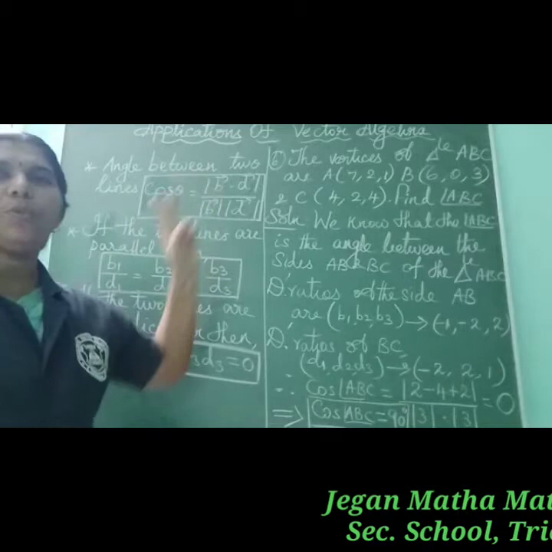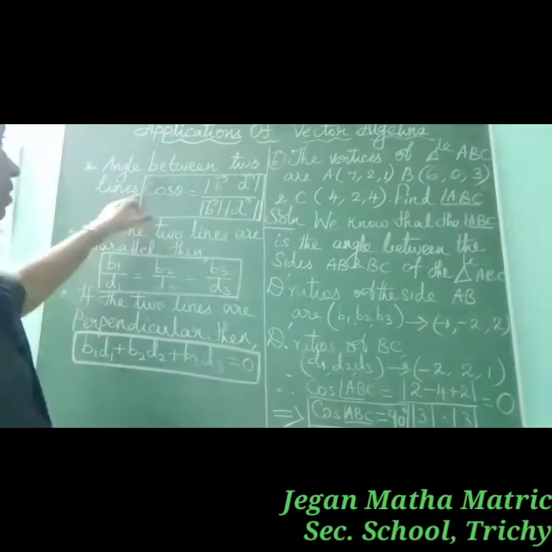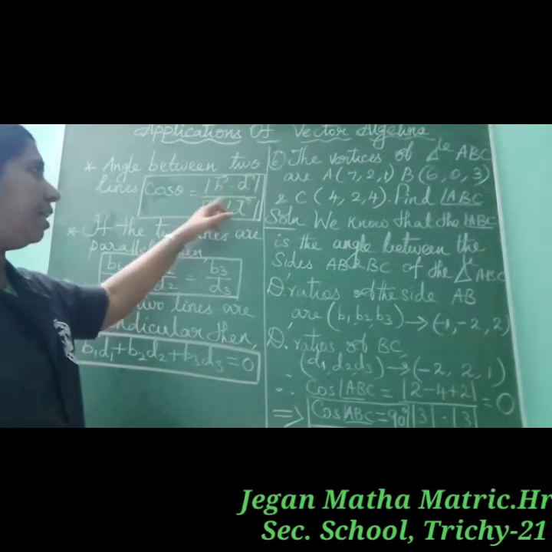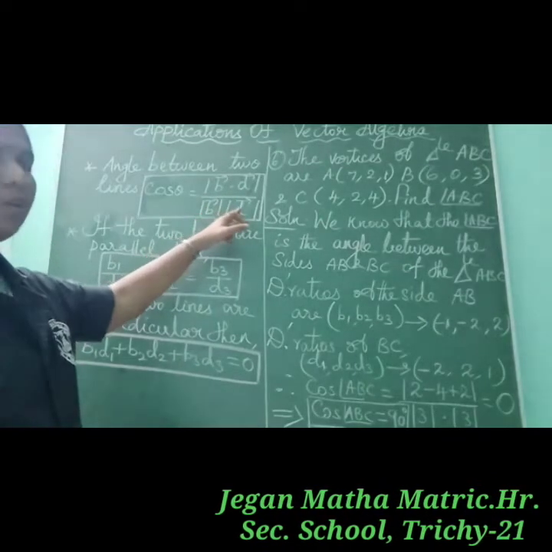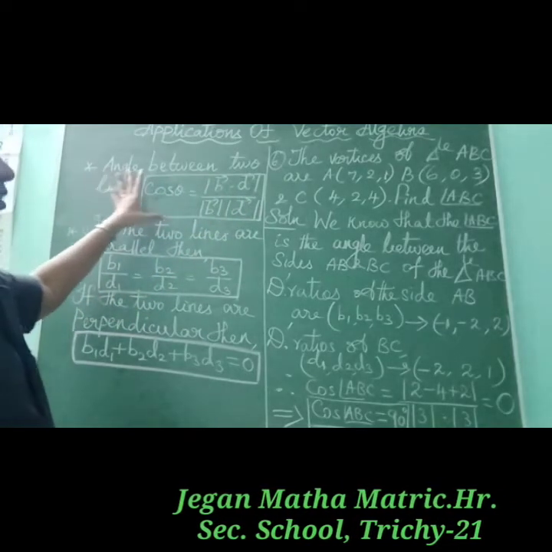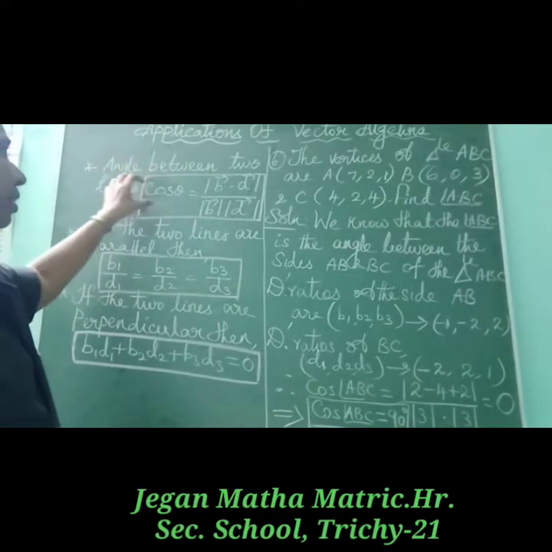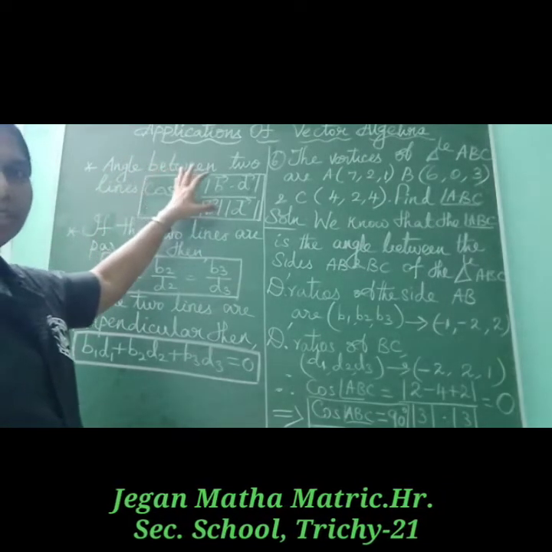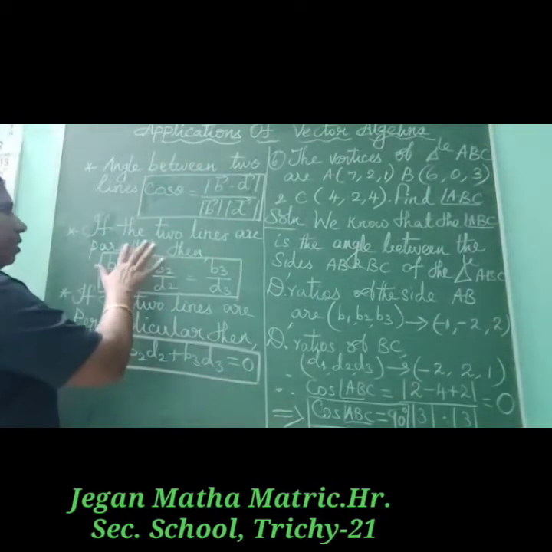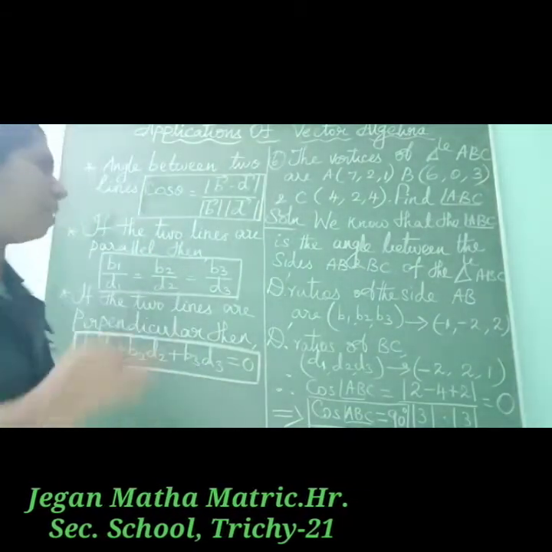If the equations of two lines are given, to find the angle between the two lines, we apply the formula cos theta equal to modulus of b dot d divided by modulus of b modulus of d. b and d are the direction ratios of the corresponding lines given. So the angle between the two lines: cos theta equal to modulus of b dot d divided by modulus of b modulus of d.